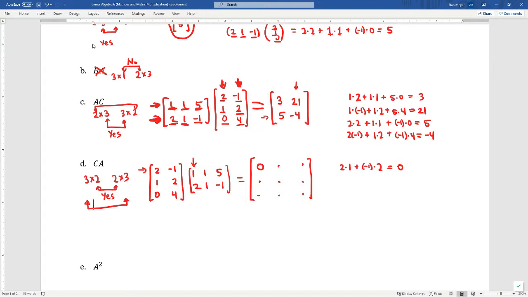For the entry in the first row, second column, I want to take the first row of C times the second column of A. So 2 times 1 plus negative 1 times 1, which gives you 1.